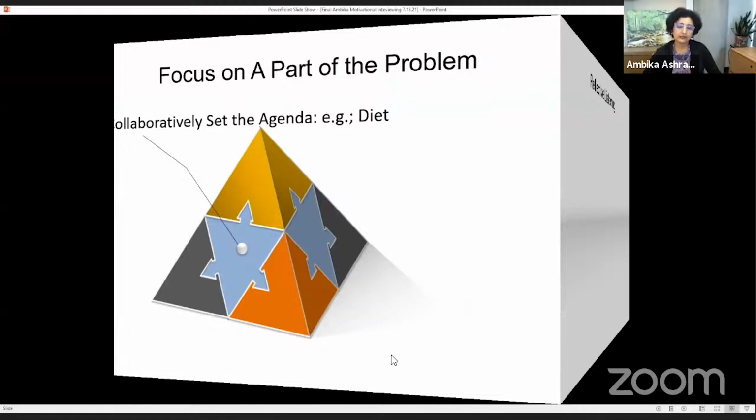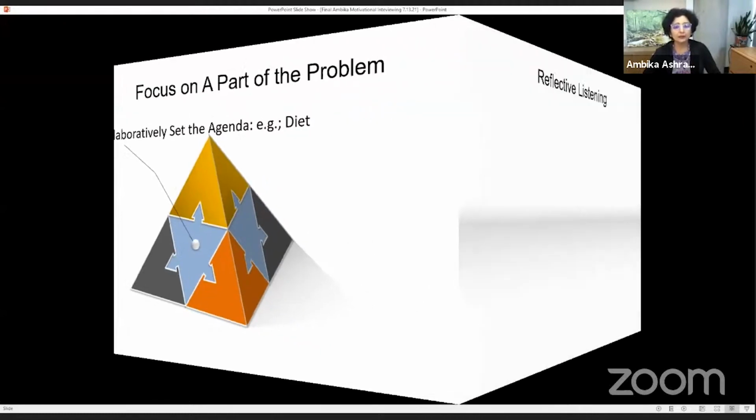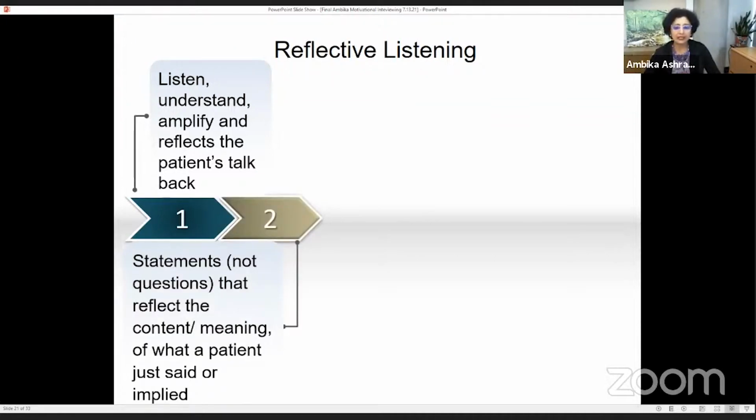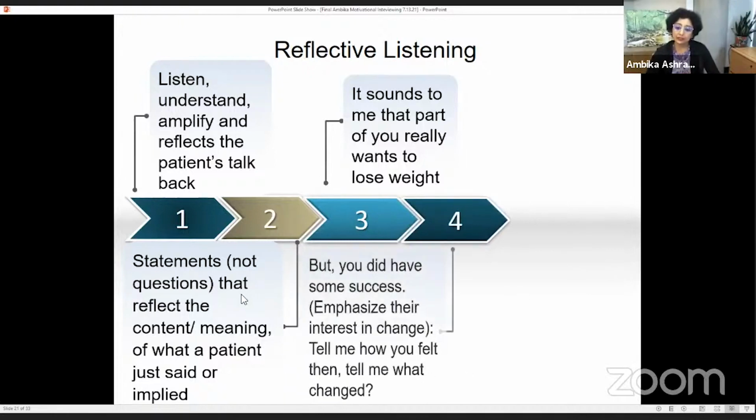Reflective listening. So here we are listening, understanding, amplifying and reflecting the patient's talk back. So these are statements, not questions. Here we can reflect the content as it is, or the meaning of what a patient said or implied. Some of the examples are, it sounds to me that part of you really wants to lose weight. But you did have some success.